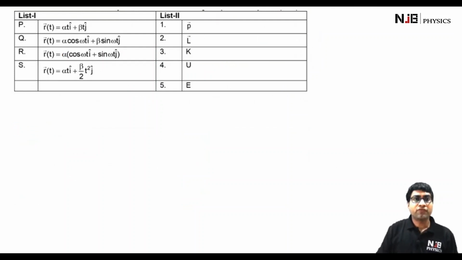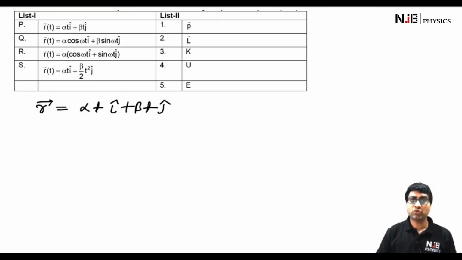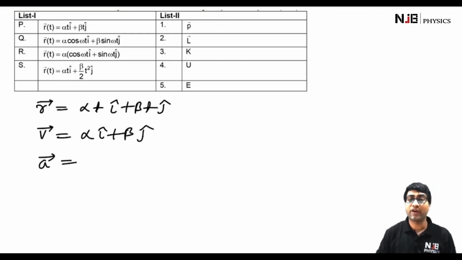So we will start with the first expression, that is position vector as a function of time is alpha t i cap plus beta t j cap. Now if we differentiate it with respect to time, we are going to get velocity vector, and it is going to be alpha i cap plus beta j cap. If we again differentiate it, we get acceleration vector, and as you can see that alpha and beta are constant, so its derivative is going to become 0. That means acceleration is 0.